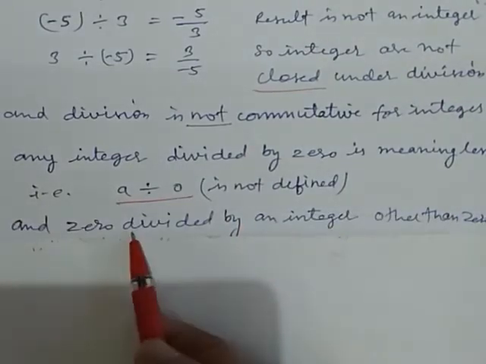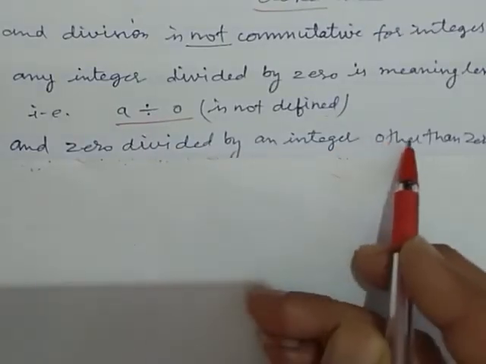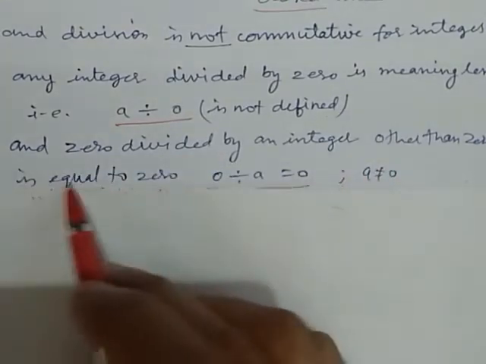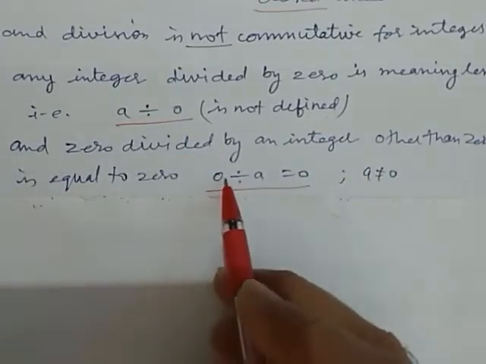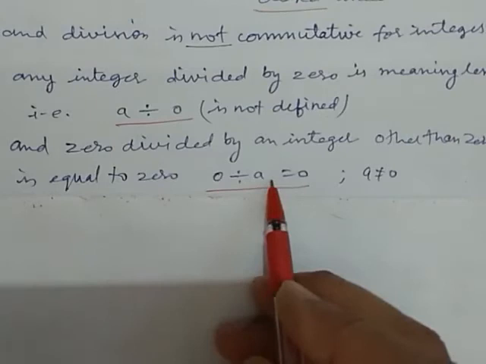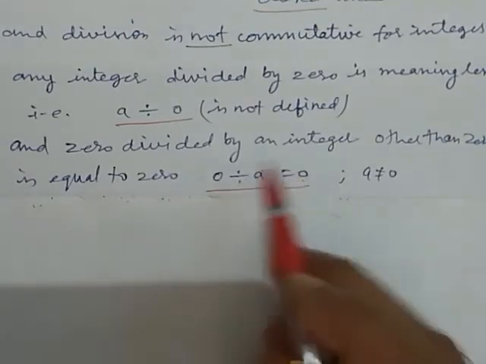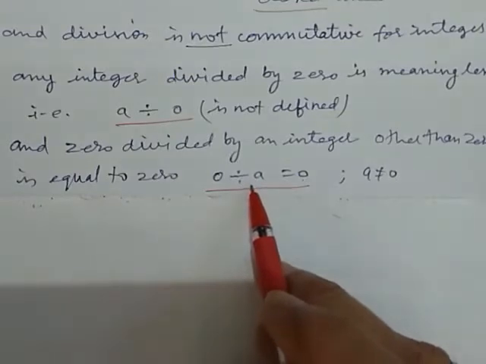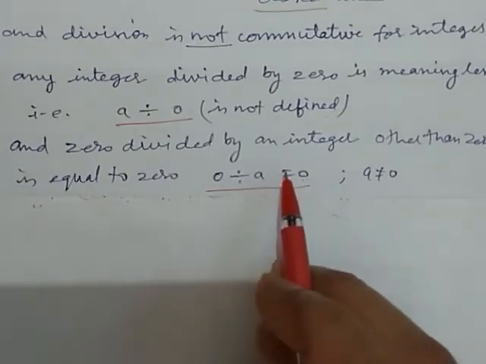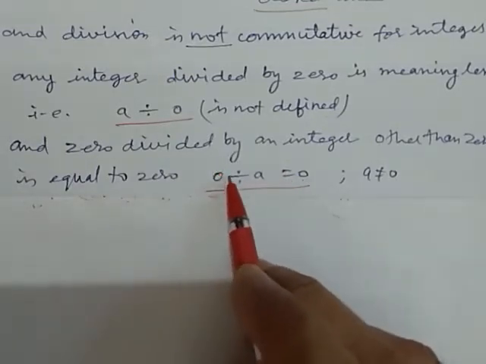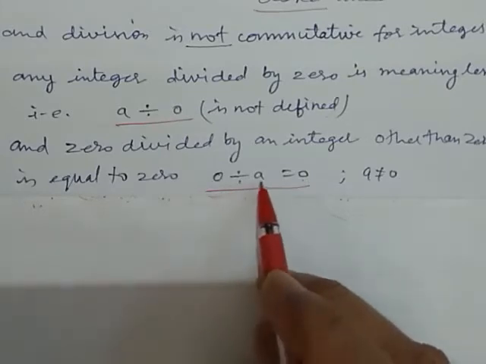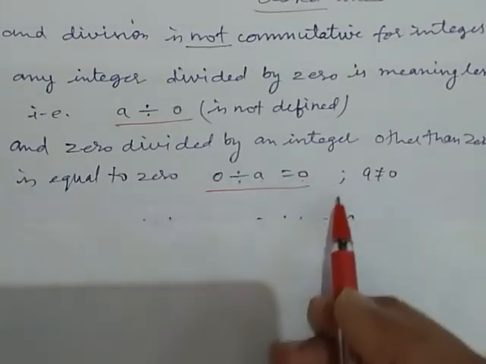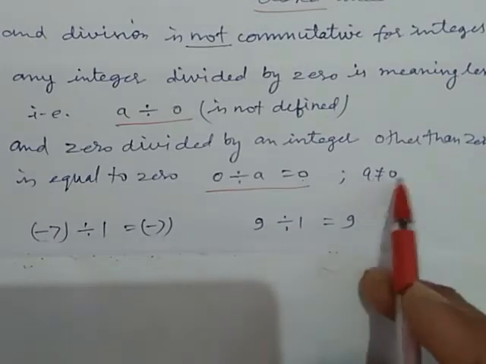And 0 divided by an integer other than 0 is equal to 0. If we divide 0 by any integer, then we get 0. Only the denominator must not be 0. If we take 0 in the numerator, we can do the division and we get 0, because here a is not equal to 0.